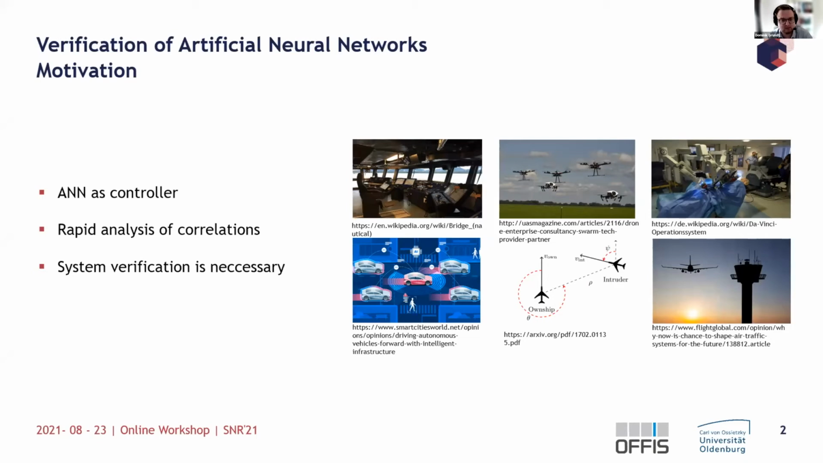This is based on the fact that we can achieve a rapid analysis of correlations between the data, and the real-world environment has a lot of data to capture and is very complex. So we hope that we can achieve this with artificial neural networks. But in the safety-critical domain of cyber-physical systems, system verification is necessary because in the worst case, it can hurt people, and that is something we don't want.